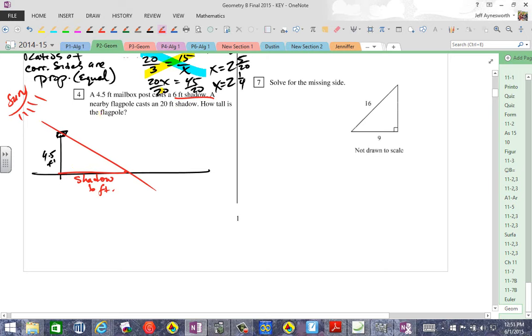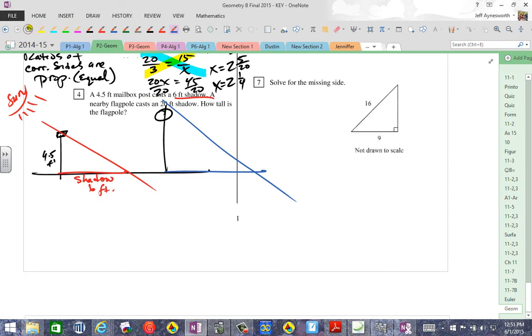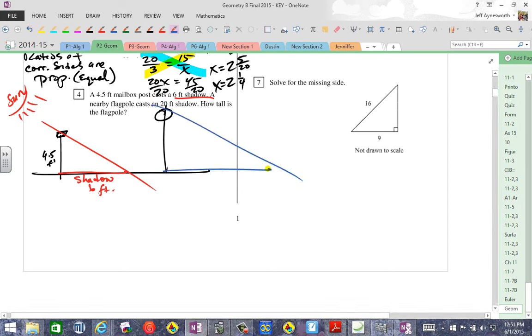A nearby flagpole, it's a taller one, right? Right there, the flagpole casts a 20-foot shadow. Now the sun does the same thing, it casts a shadow, right? So here's the shadow of the flagpole. And now it's 20 feet here. What's the height? How tall is the flagpole? Let me make it look like a flag. There we go.